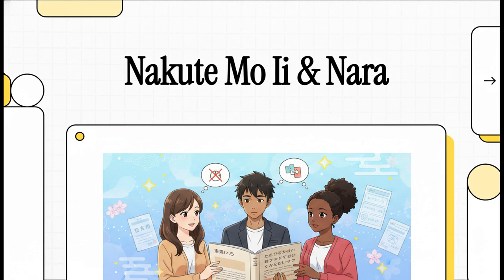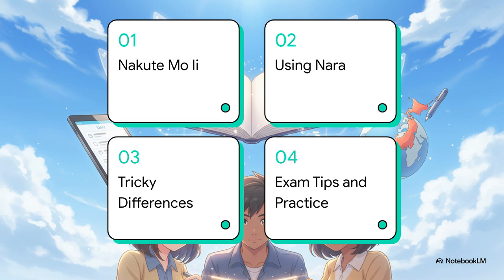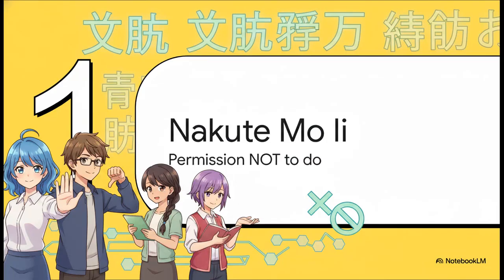Okay, so real quick, here's our roadmap for today. First, we'll hit Grammar 1, nakute mo ii, then Grammar 2, using nara. After that, we'll break down some tricky JLPT grammar differences, and finally wrap up with exam tips and practice. Section 1. Grammar 1. Nakute mo ii.